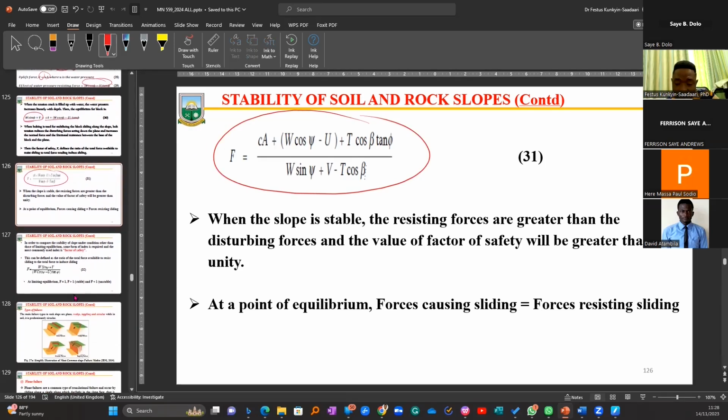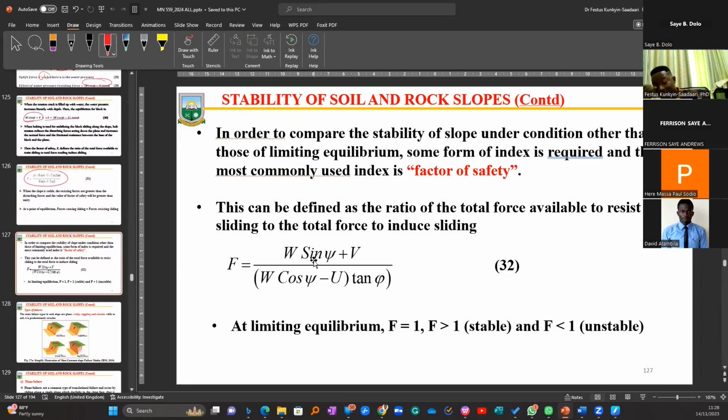And so I want us to have a look at one thing which we term the factor of safety. In order to compare the stability of a slope under any condition other than the limiting equilibrium, which is a situation where you are just concerned about whether all the forces are equal, we can look for an index that describes whether we are safe or need to put in further effort. That is what we term the factor of safety.